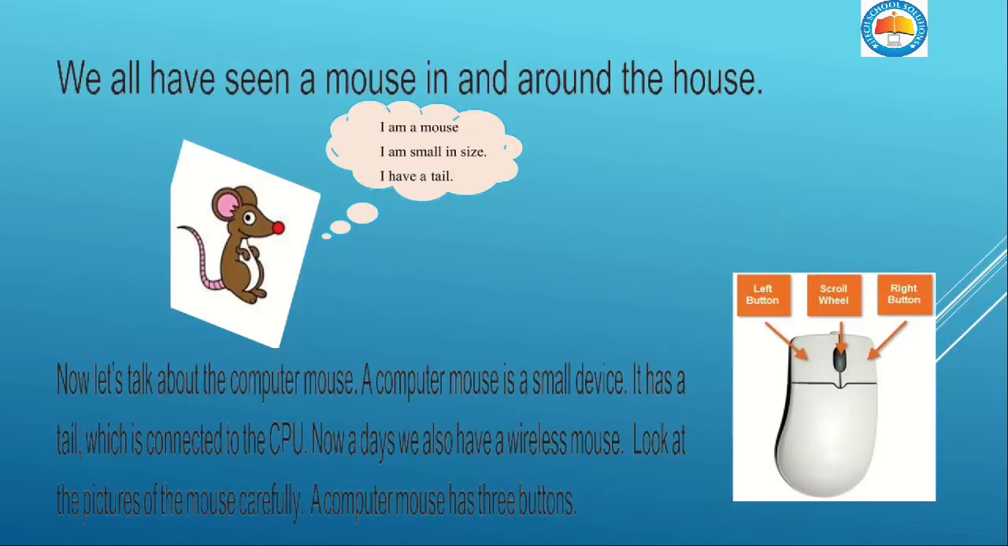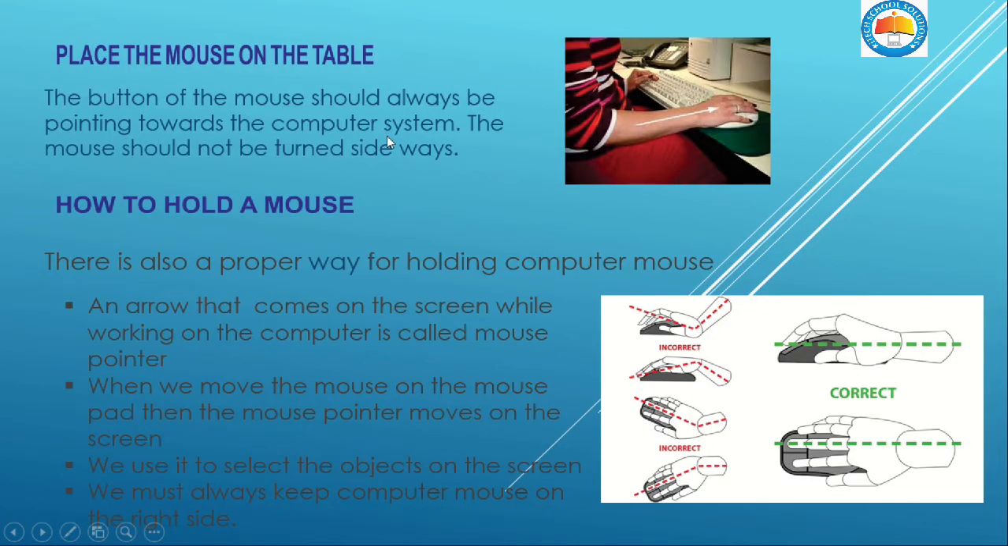So children, mouse has three buttons, isn't it children? So these buttons should face towards the computer. You should not keep these buttons towards your side. You have to keep these buttons towards computer system. And you should not turn the mouse to the other sides.